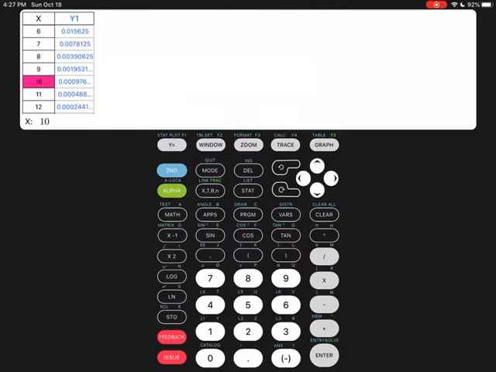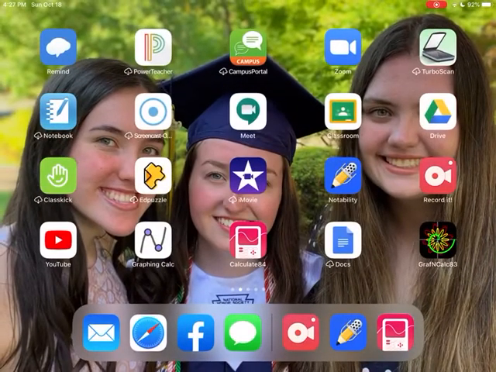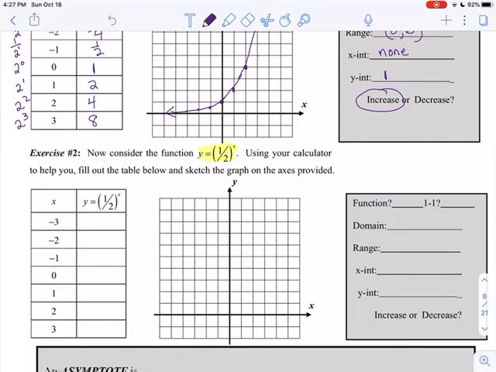1 is 0.5, 2 is 0.25, 3 is 0.125, so it's getting closer and closer. But if I were to scroll down, you can see it's never actually going to touch 0, okay? And this right here is not 6, okay? It's just getting closer and closer. That's going to be to an exponent, that number. So let's look right here.